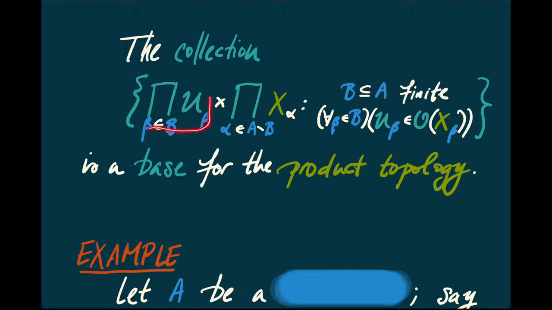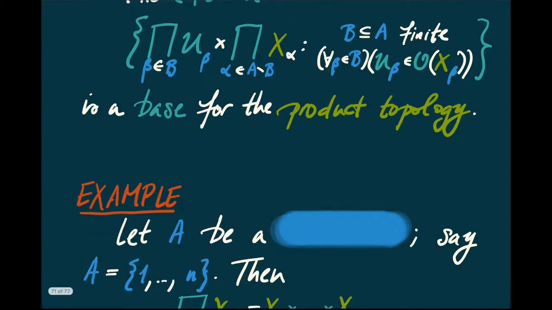We have a finite collection of some open subsets of the X betas. And then once we're done with that finite collection, we have the product of the remaining X alphas. This condition, this finiteness, means that the behavior of the product is quite familiar for finite products, and a little bit surprising for infinite products. We're going to see that right now.